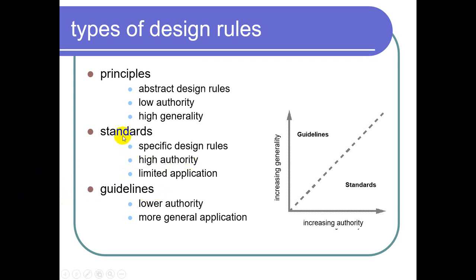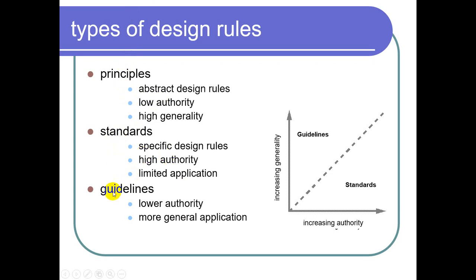And then each standard is for some specific task, some specific area. So limited application. For example, we have different standards for mobile applications, different standards for web applications, different standards for desktop applications. So it depends upon the technology, the problem, and the solution, that we have different standards, and each standard is for some specific area or application. So the principles are low in authority, standards high in authority.